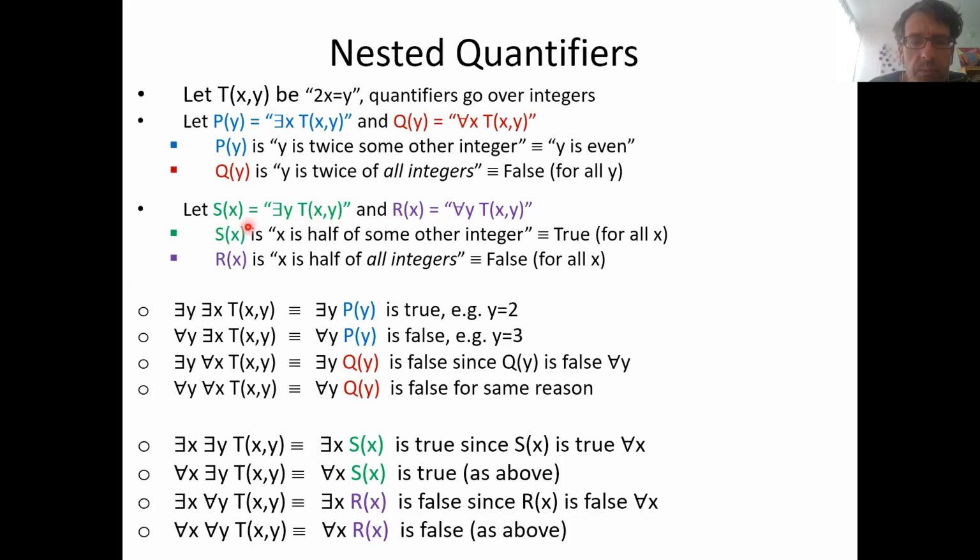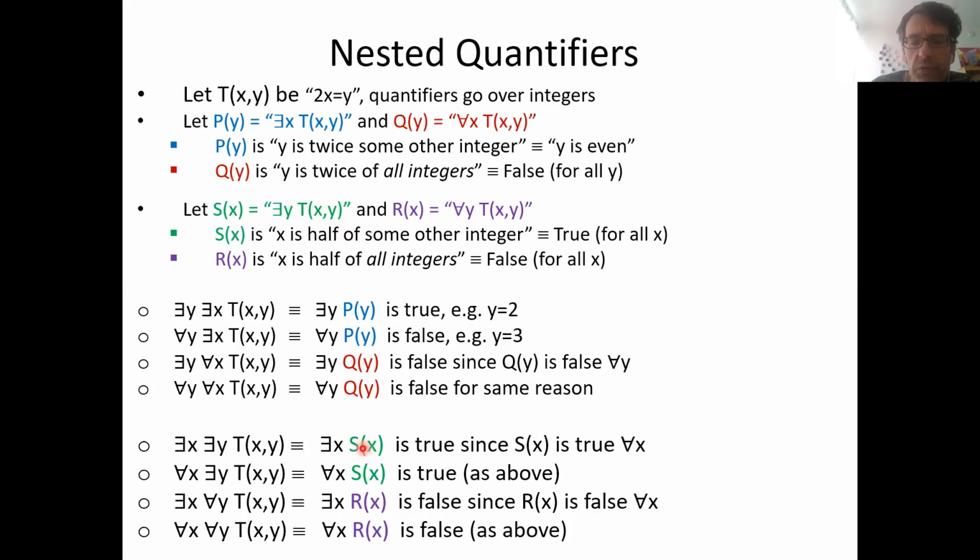What does it mean? T of xy means that 2x is y. So there exists y such that it is equal to 2x. X is a half of some other integer. Well, it's always true, right? There always is an integer that is equal to 2x. So these evaluations are simple.